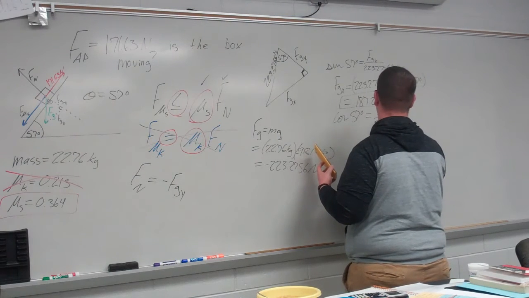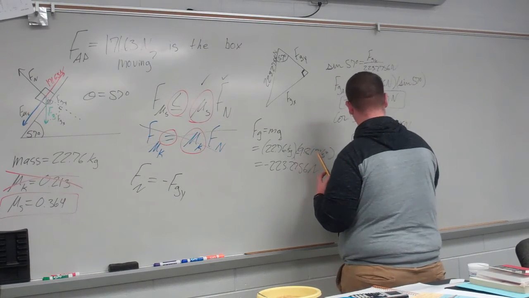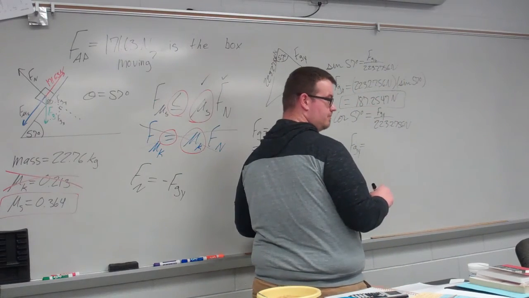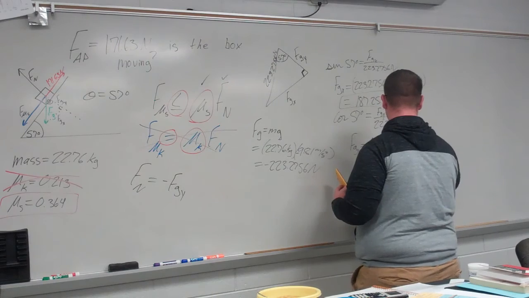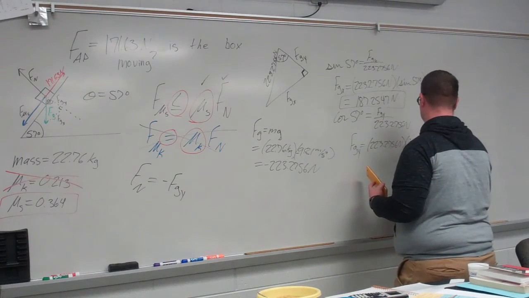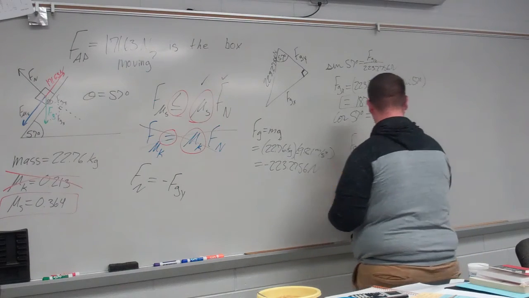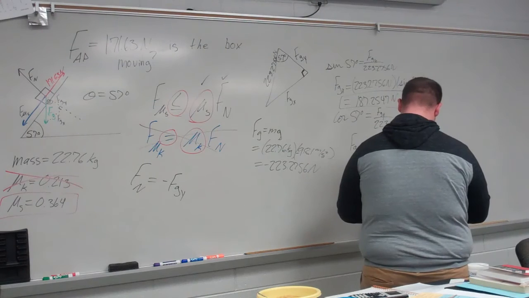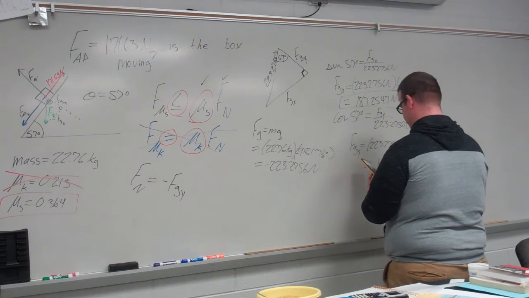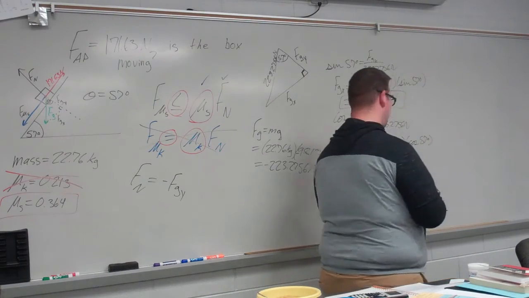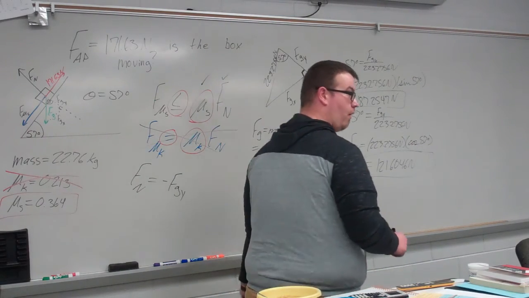So we're going to do cosine 57 degrees equal to force of gravity y component divided by 223.2756 newtons. We can just do some subtraction. Force of gravity, y component is equal to 223.2756 newtons times cosine of 57 degrees, which is equal to 121.6046 newtons.